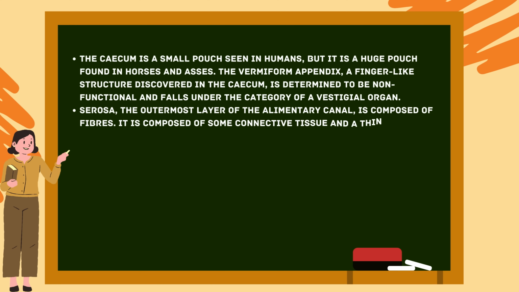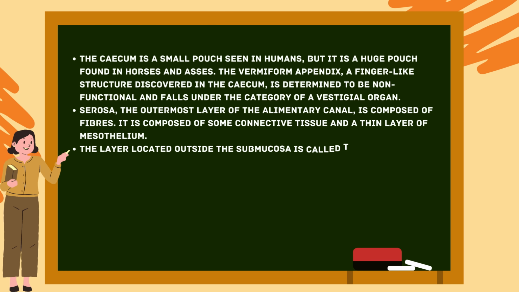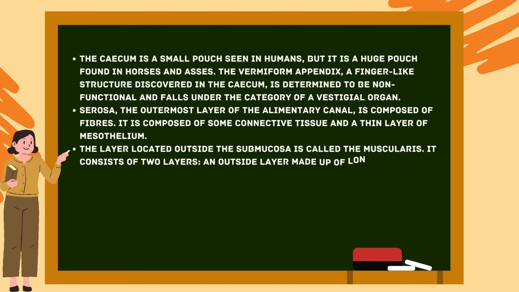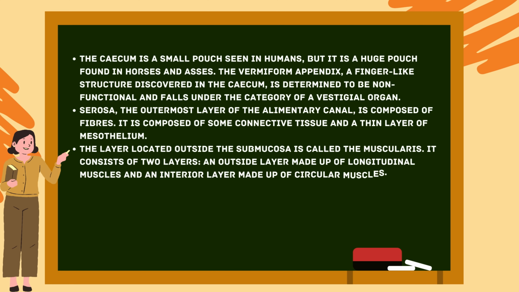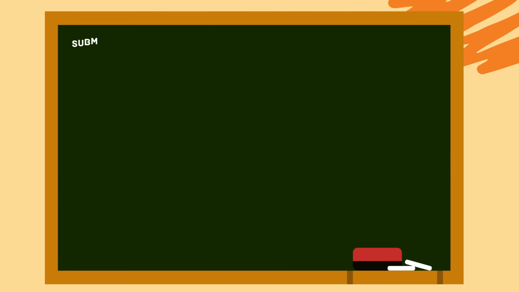It is composed of some connective tissue and a thin layer of mesothelium. The layer located outside the submucosa is called the muscularis. It consists of 2 layers, an outside layer made up of longitudinal muscles and an interior layer made up of circular muscles. In certain places, an oblique muscle layer is also visible.